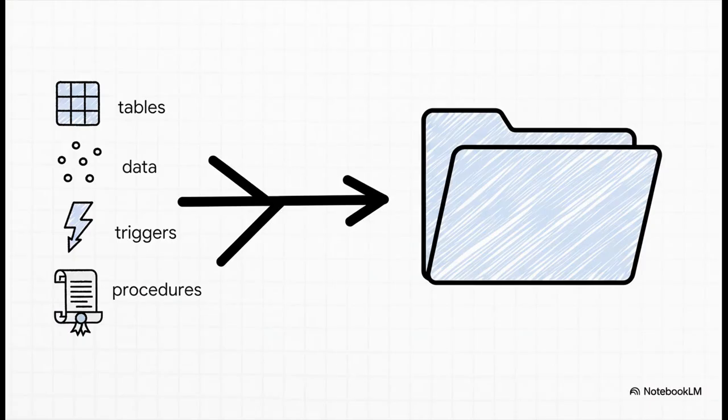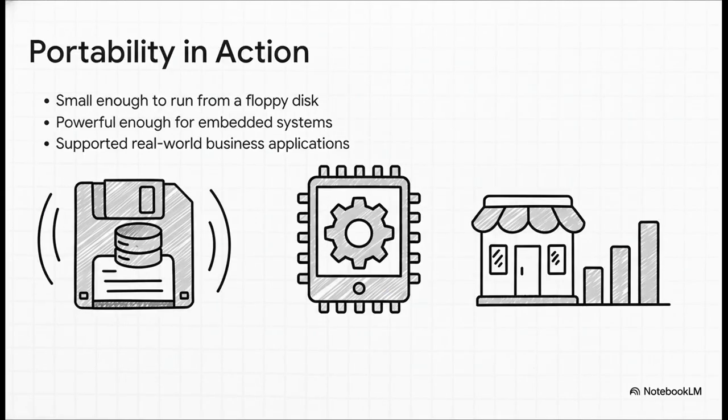Seriously, forget about all those complicated config files and table spaces scattered all over a server. With InterBase, your entire database, all your tables, your data, your triggers, all of it, lived inside one single, neat little file, the .gdb file. This made doing things like backups or just moving a database from one machine to another unbelievably easy. And because of that single file design, the whole thing was so small and efficient, you could literally run an entire application, database and all, right off a floppy disk. Just think about that for a second.